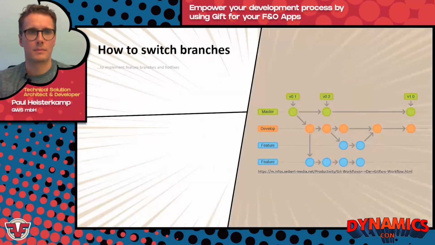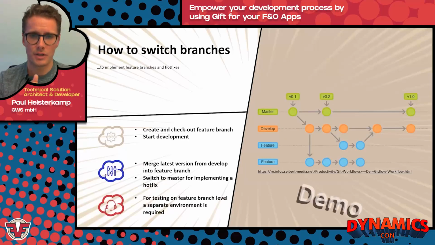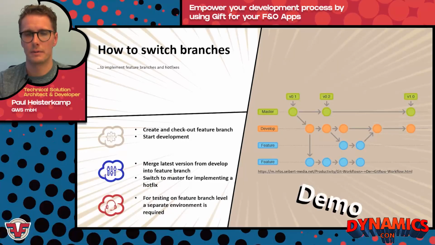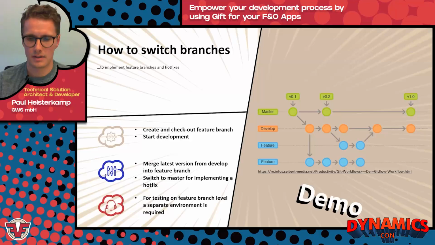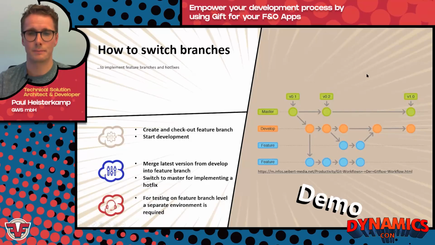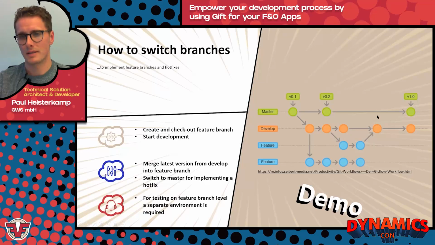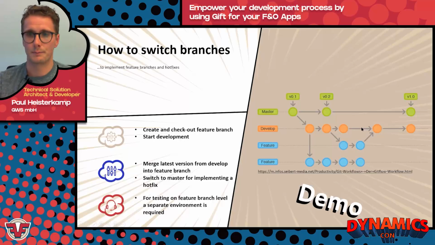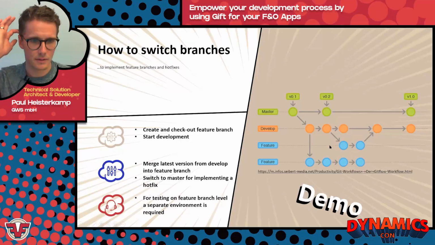This one is how to switch branches. So if you're using a similar branch structure like this one at the right side of the slide, you have a master. So master is the release level, development is ongoing development, and then you're having feature or prototyping or hotfix branches.